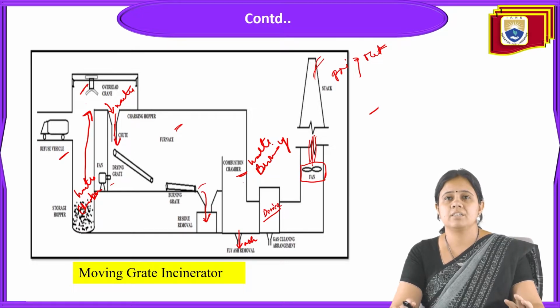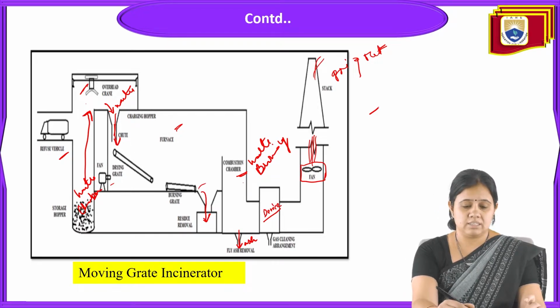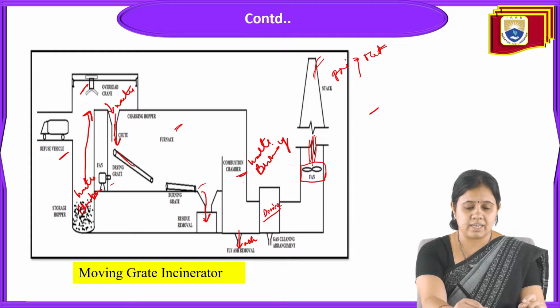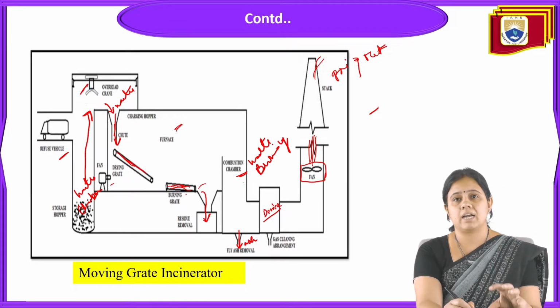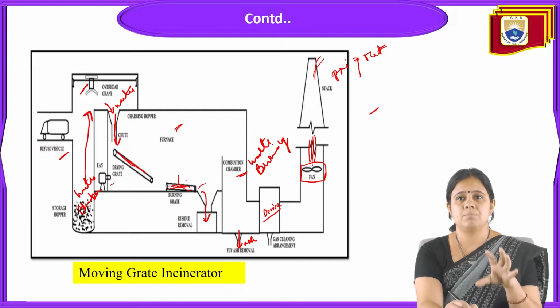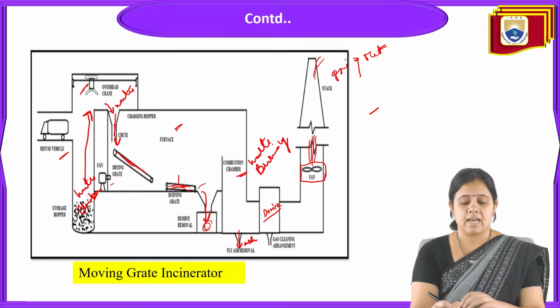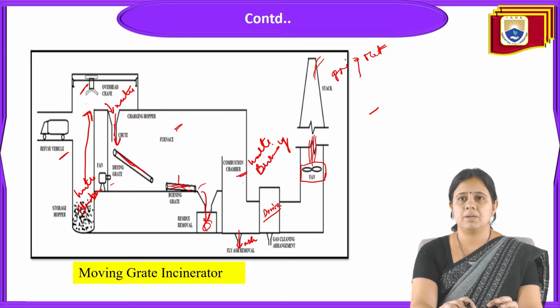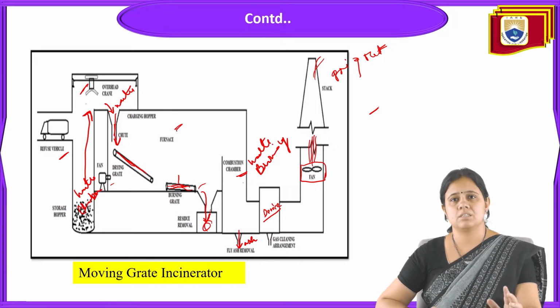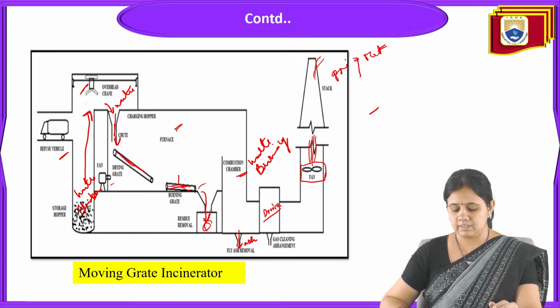How will this moving grate incinerator work? See, this is the drying grate, and the burning grate is there. On that grate, the waste will be burned and the residue will be there. That residue will be collected here, and one opening is there for fly ash removal. And in the combustion chamber again the waste will be burned. And this is the actual picturization of the moving grate incinerator.